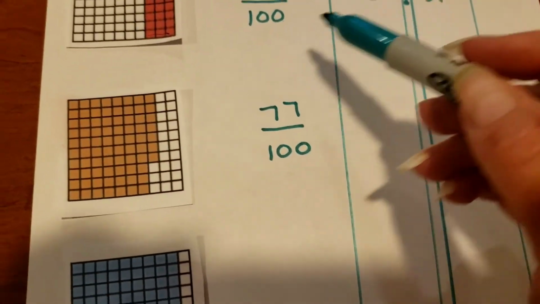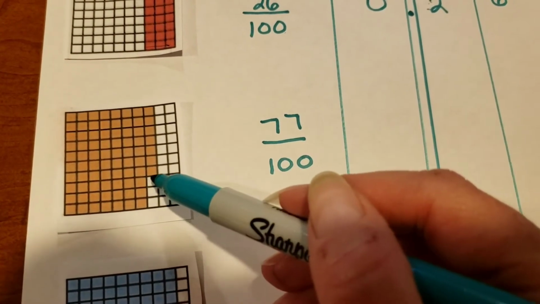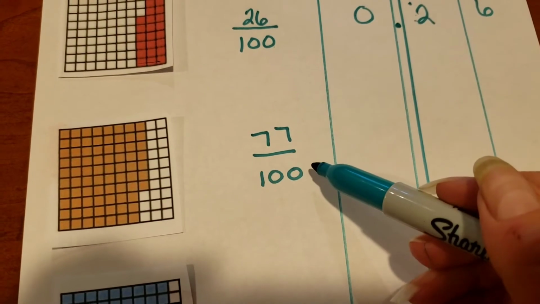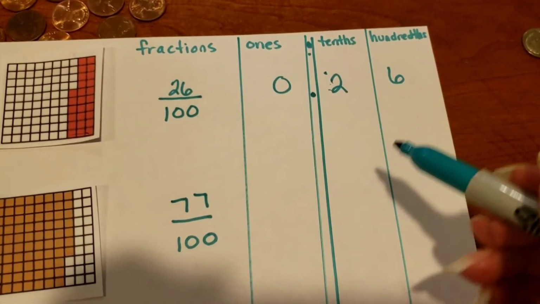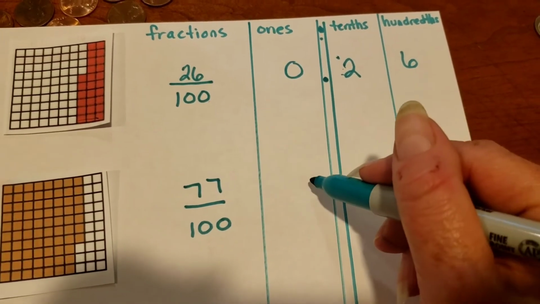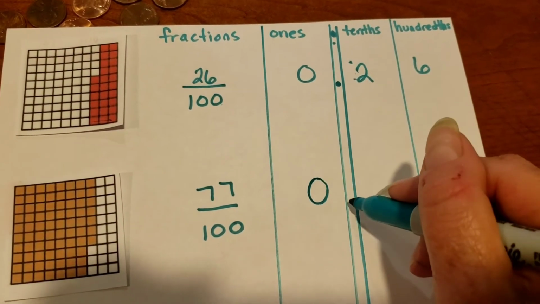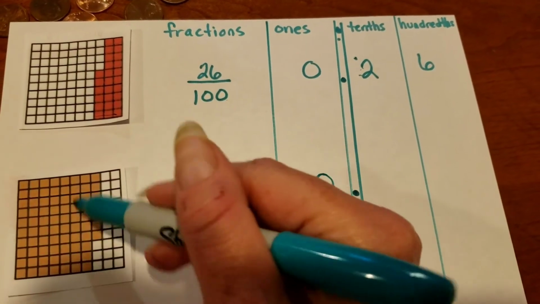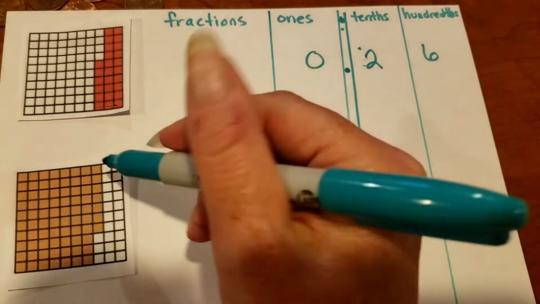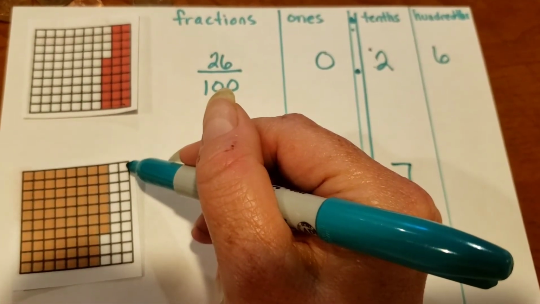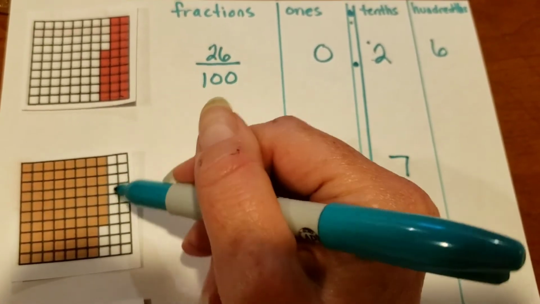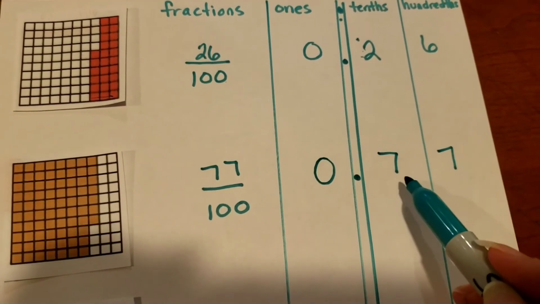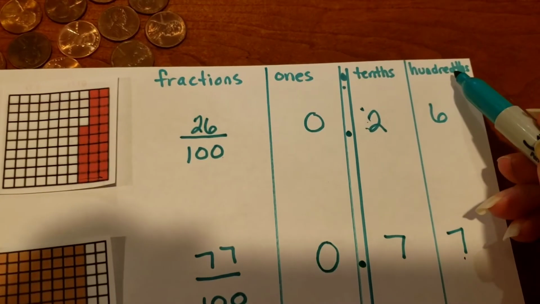So down here we are going to do the same thing. I have 7 rows of 10 shaded in plus 7 ones. So that equals 77 out of 100 squares shaded in. When I write this into my decimal place value chart, I know I don't have a whole number, so I'm going to put a 0 there. I'm going to put a decimal point here, and to the right of that I have 7 rows of tenths, and then each one of these little squares represents a hundredth because it takes 100 of them to fill this grid. And I have 7 hundredths. So this would be read again as 77 hundredths.